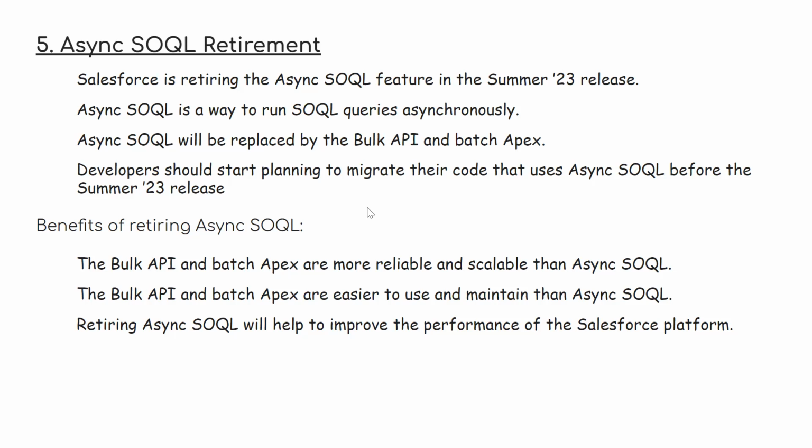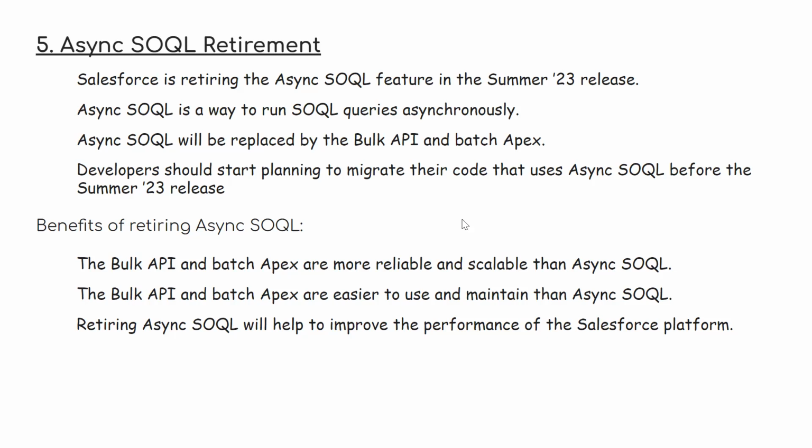So what is the meaning of async SOQL? We already discussed SOQL queries in the class. If you execute SOQL queries, what will happen? We'll get the results immediately. It will not wait. We don't need to wait. Within seconds, we'll get it. Async means it will execute later, not immediately, after 5 seconds, 10 seconds, whenever the servers are available. That is the difference. Synchronous means it will execute immediately. Asynchronous means it will execute later.